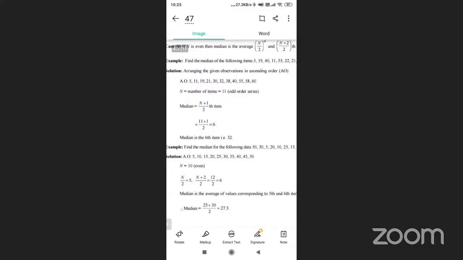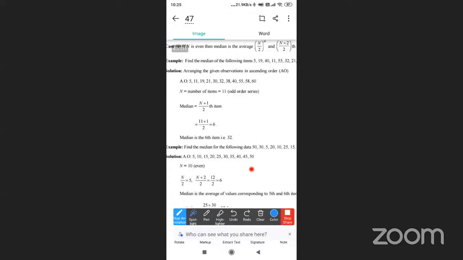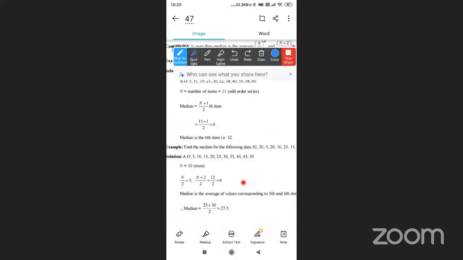So I will give the second formula, which is different from the first formula given in your textbook on the screen. You can see this is method number 1, and you should take method number 2. I will give the explanation.